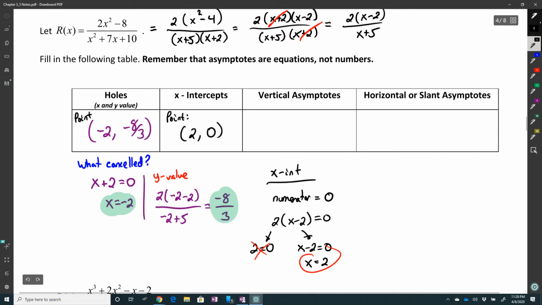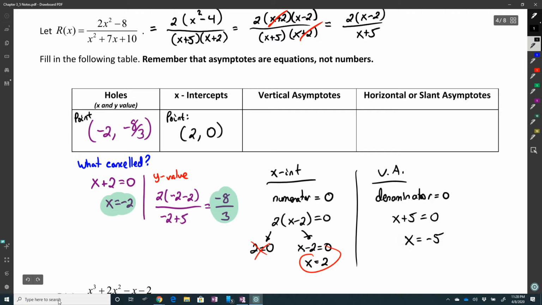Now, a vertical asymptote is just the denominator equals 0. The denominator is x plus 5, so x equals negative 5. Remember, you have to have the x equals or it's incorrect. Got to have the whole thing.